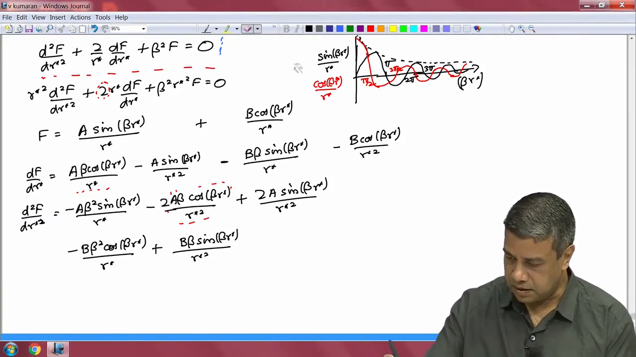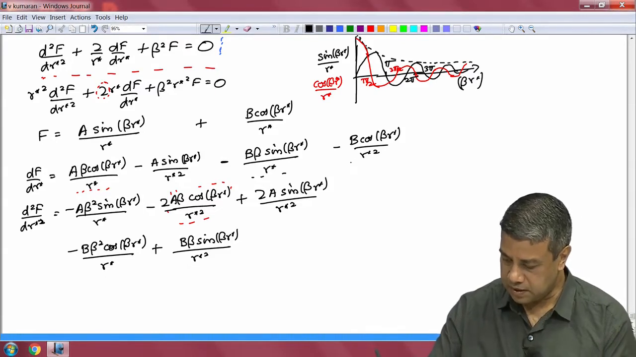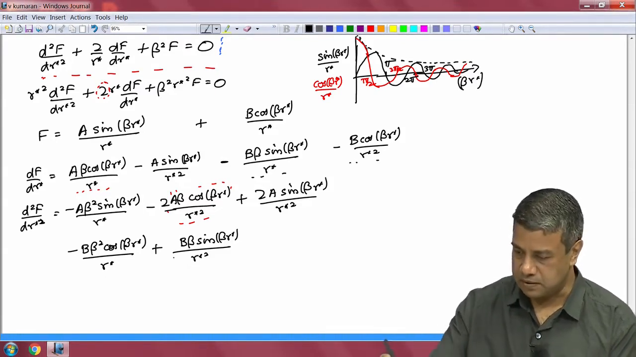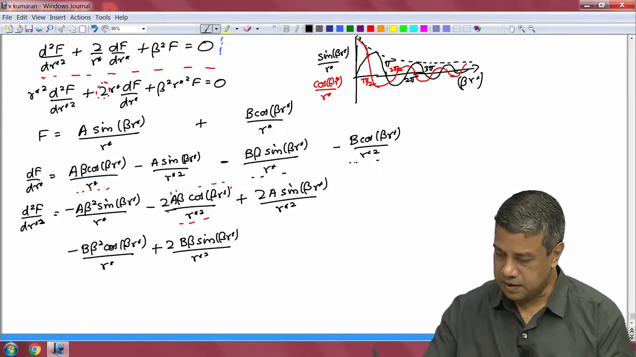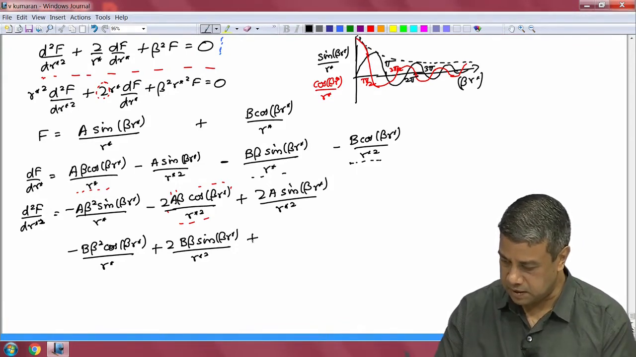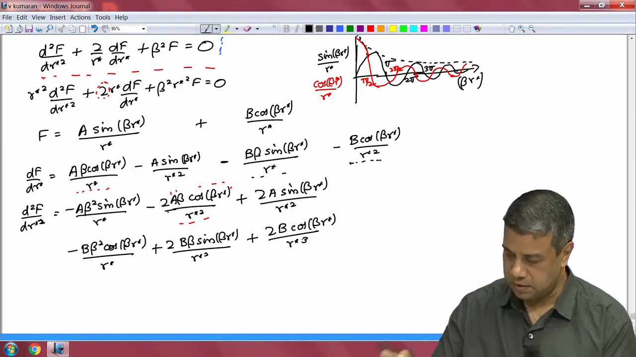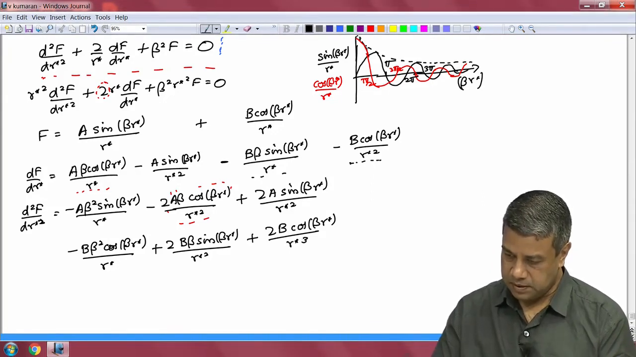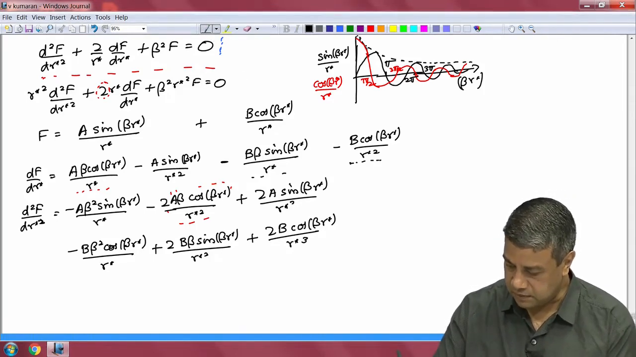Actually, if I differentiate the denominator in this term here, I will get this one. If I differentiate the numerator here, I will get the same value. So, I get 2 times that. And then I have to differentiate the denominator here. If I differentiate the denominator, I will get plus 2 b cos of beta r by r cubed. Please note that it should be r cubed here, because if you differentiate 1 over r square, I get 1 over r cubed.